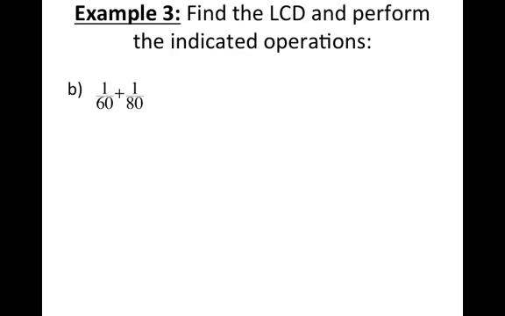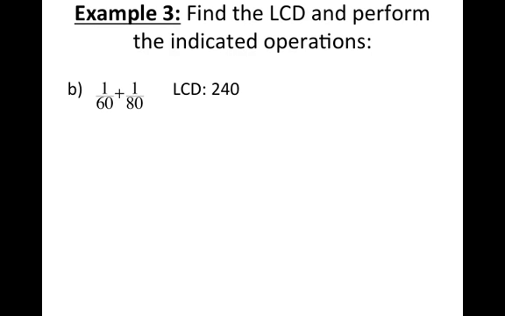All right, same process if you have numbers. You have to at least stop and consider the factors. We have 1 over 60 plus 1 over 80, and 60 is 3 times 20. 80 is 4 times 20. So let's see, 3 times 4 is 12, times 20 is 240. So our least common denominator is 240.